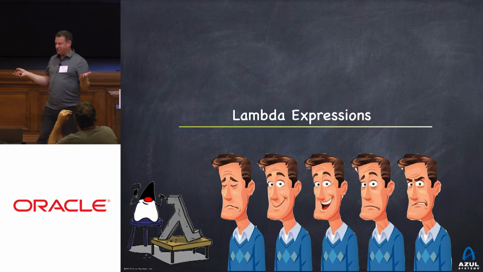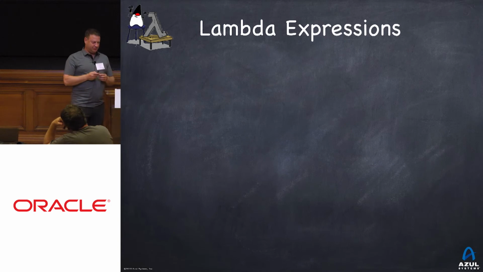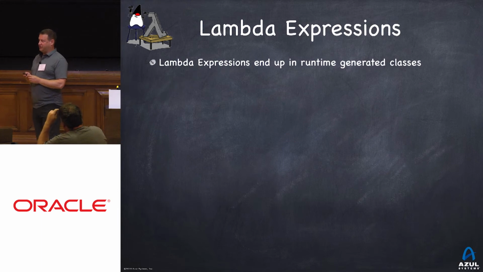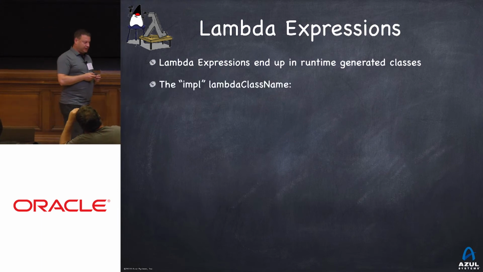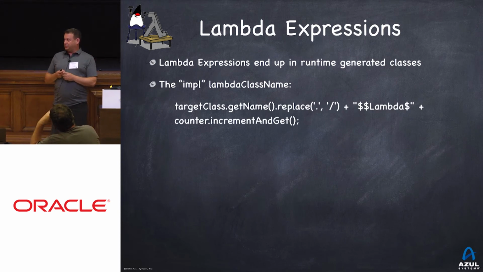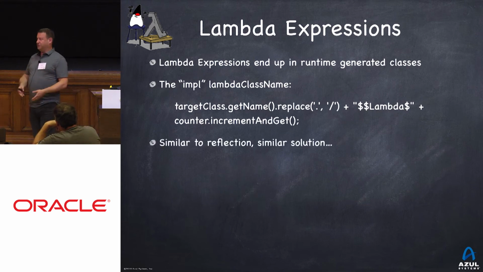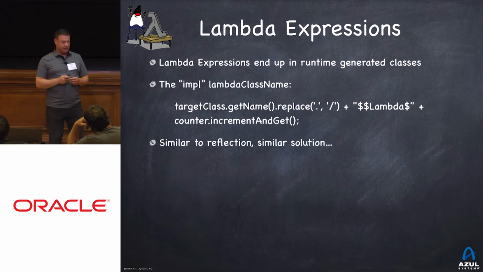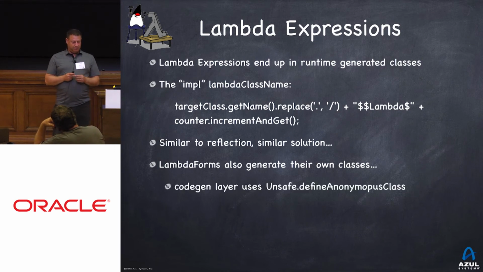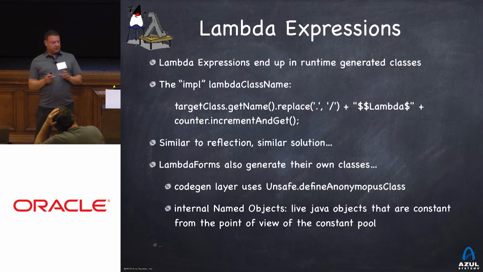Okay. Reflection is one. Lambda expressions. Lambda expressions similarly generate code. They end up as generated code that didn't come into the JDK. It's generated by the JDK. And that's the naming of the actual generated code for the implementations. This is very similar to reflection, same counter problem, same solution applies. And then we have the lambda forms, which are separately generated. And those are a little messier because they don't actually have names. But those also have solutions.